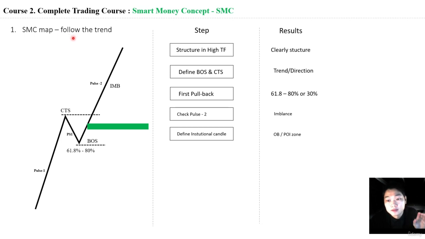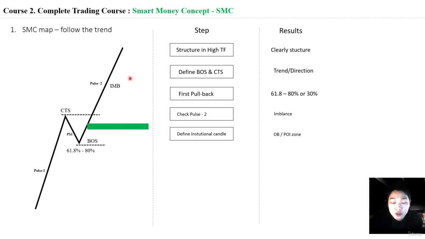I will separate the screen into three columns. The first one is a market simulation, and the second one I will guide you step by step what you should do when you see a market like this. The third one is research after this step.